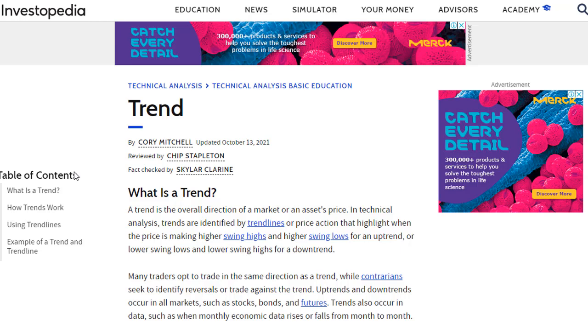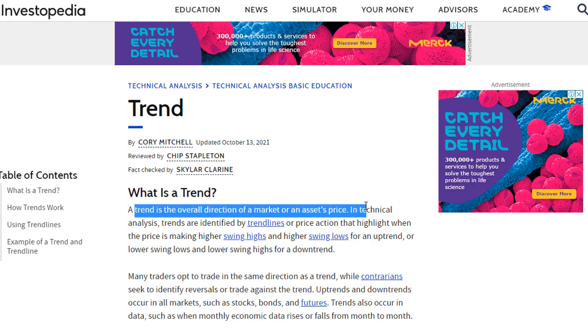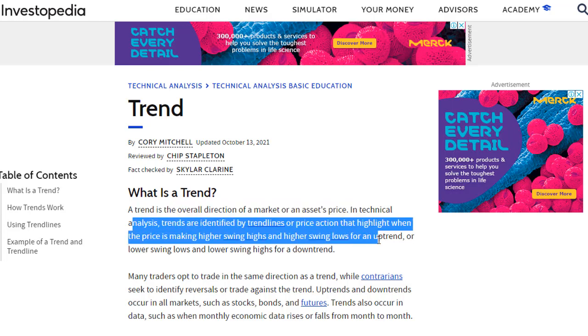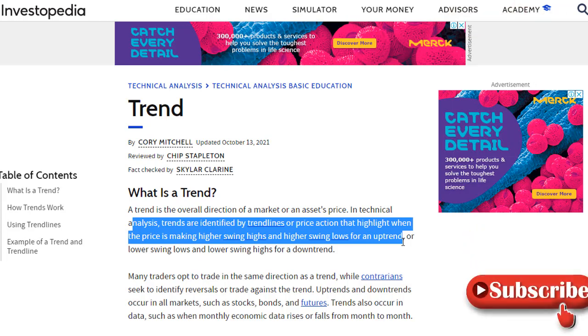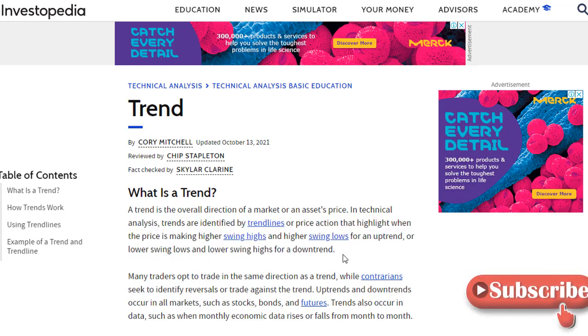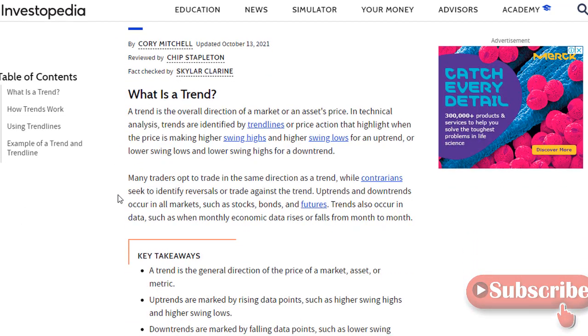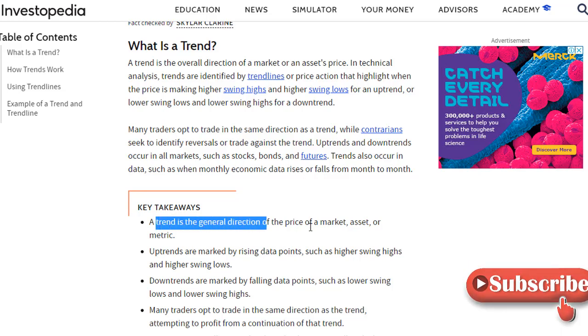Now, according to the definition of the trend, the trend is the overall direction of the asset price. In the middle there is a consolidation where the price moves sideways, but today we are just focusing on the trend, up and down. Uptrends are marked by rising data points, such as higher swing highs and higher swing lows, and downtrends are marked by falling points, lower swing lows and lower swing highs.